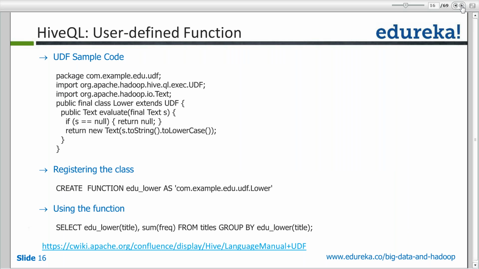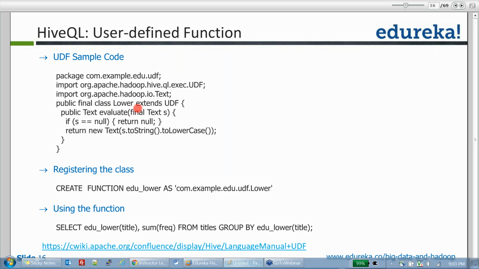Now, how do you write a UDF? We have already discussed this. You have to write a class first, which extends from UDF. This UDF is basically a Hive-provided class. You have to write a method evaluate.